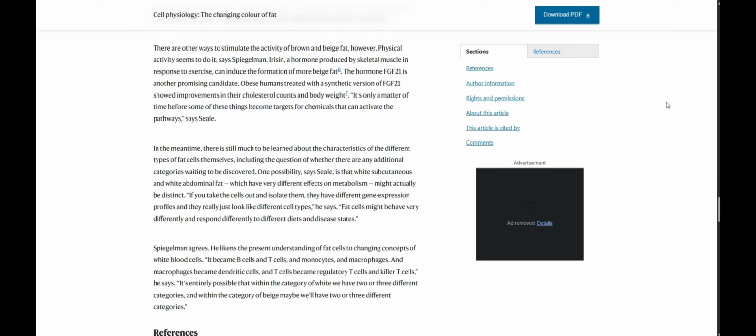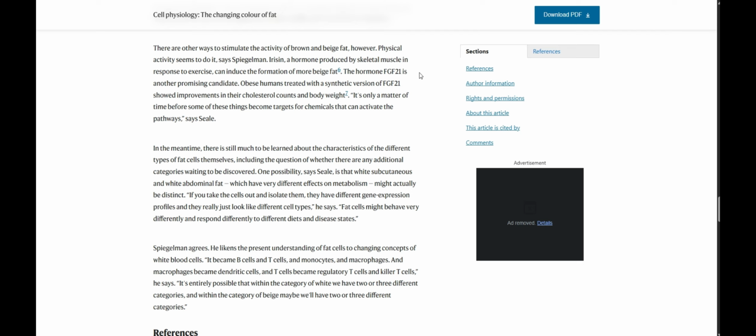Back to the article. There are other ways to stimulate the activity of brown and beige fat. However, physical activity seems to do it, says Spiegelman. Irisin, a hormone produced by skeletal muscle in response to exercise. Irisin can be said any number of ways in biology. I try to do a standard, so a vowel followed by one letter should be a long vowel, irisin, unless it's on the end, then it's a short vowel. Irisin, I'm just going to say it like that though. A hormone produced by skeletal muscle in response to exercise can induce the formation of more beige fat.